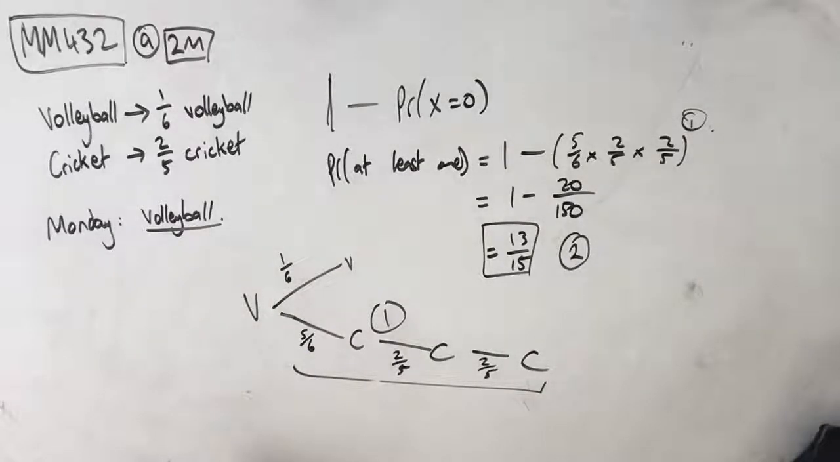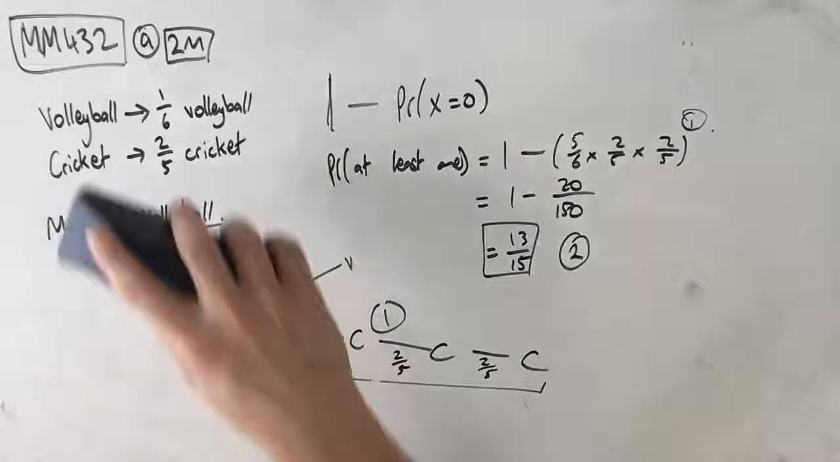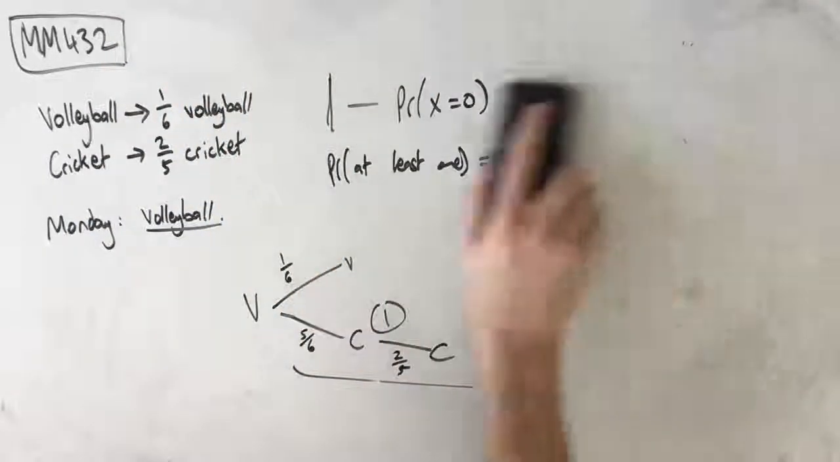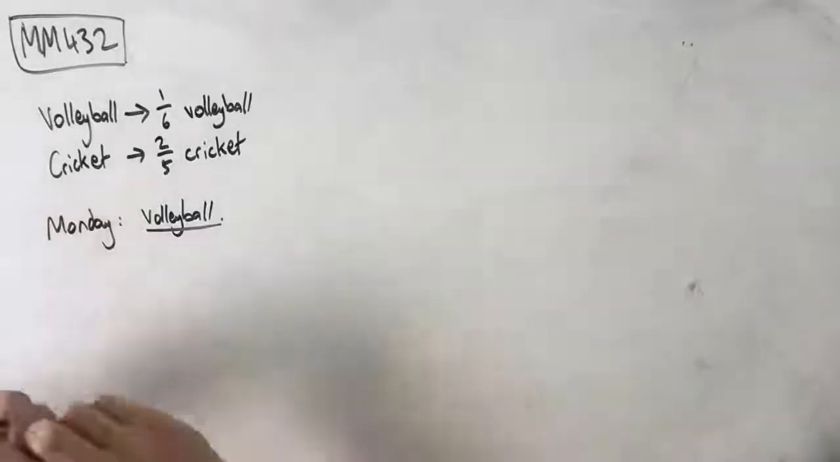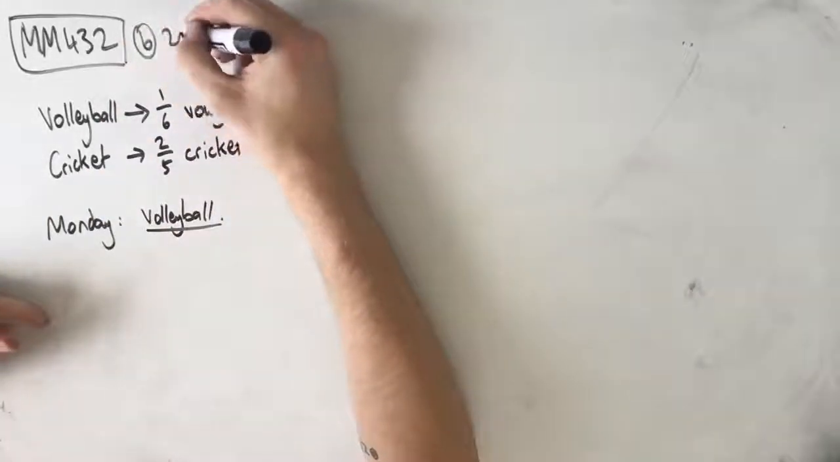Guys, that's it for part A. Let's move on to part B. So part B is a 2-mark question again. We're actually going to need to draw a proper tree diagram this time. So we've got our part B, which is 2 marks.